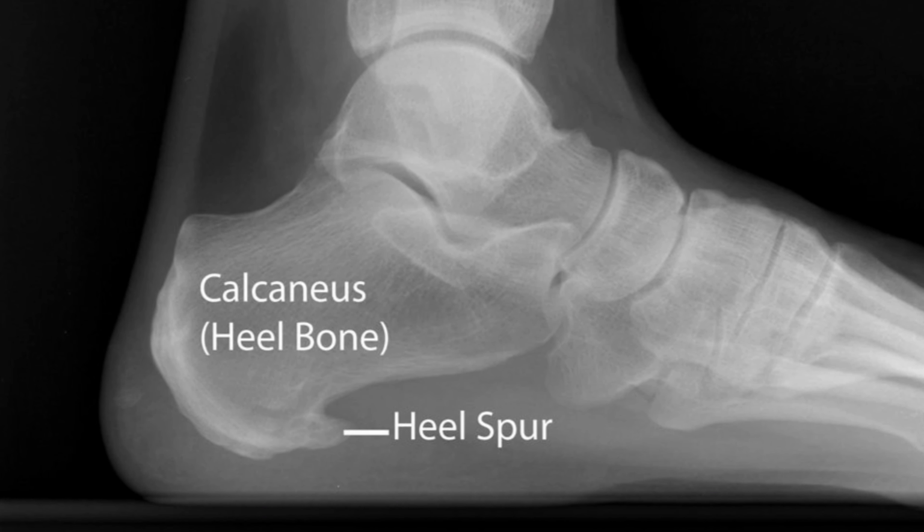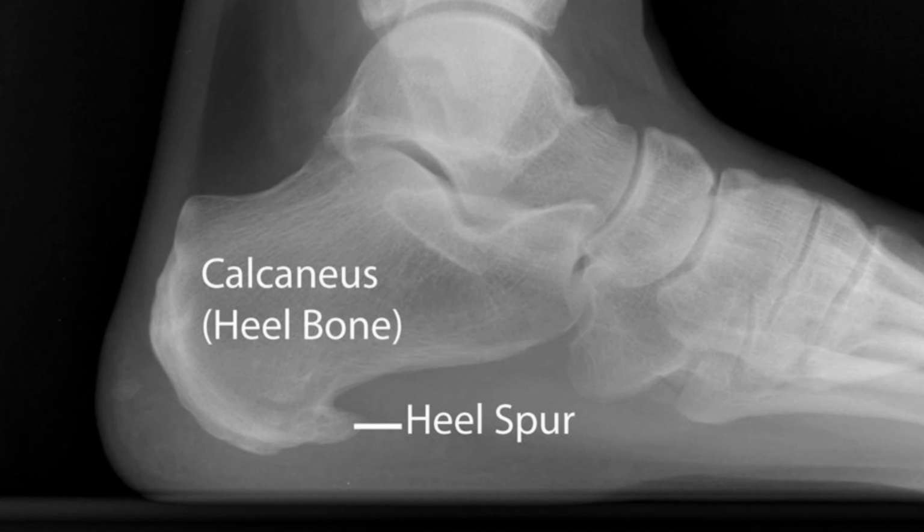Okay, so now we know that plantar fasciitis is an inflammation of the plantar fascia. In addition to plantar fasciitis, some patients will also have heel spurs. They will take an X-ray and freak out, like, oh my gosh, there's this extra piece of bone growing at the bottom of my foot and I want it out. Well, the heel spur itself is not the main cause of the pain.